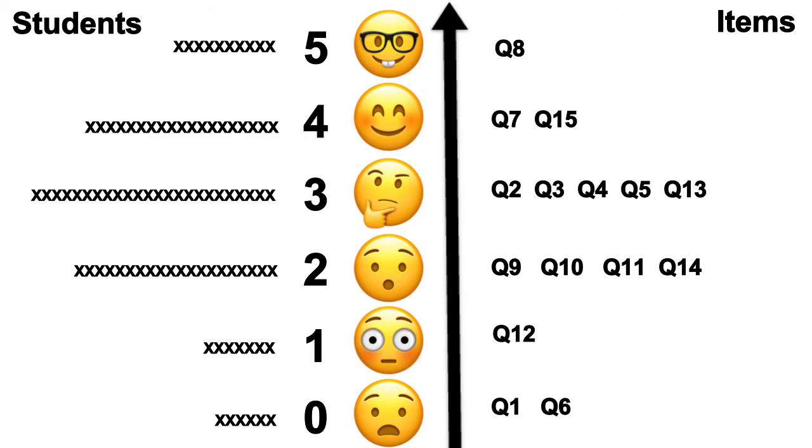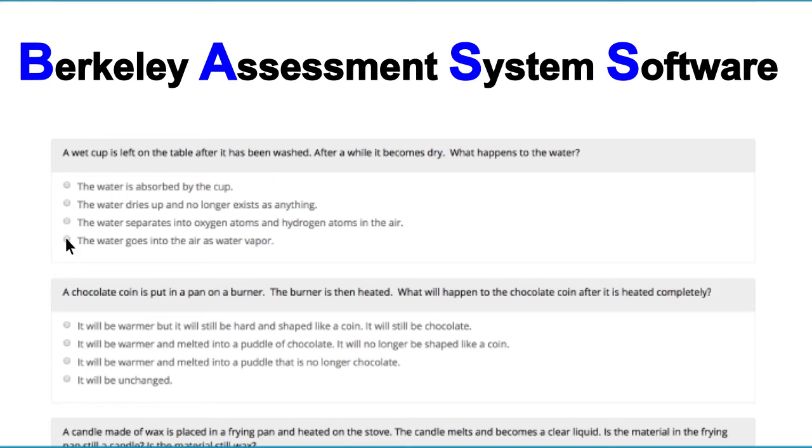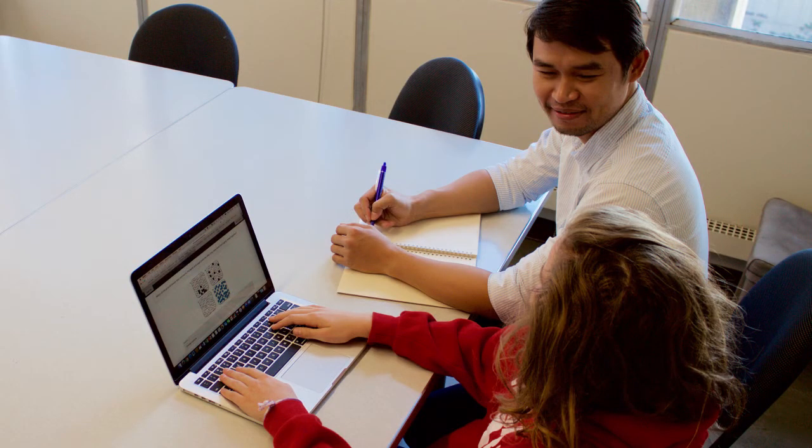In this project, we use the construct modeling approach, the BEAR assessment system, and its online companion, BAS, to develop our materials. The BAS software will help teachers by lightening their need to do a lot of scoring from the student assessments. It will automatically score most of what the students write.